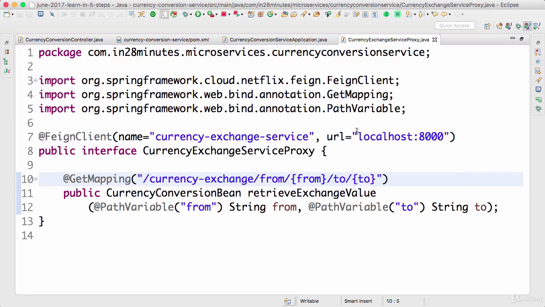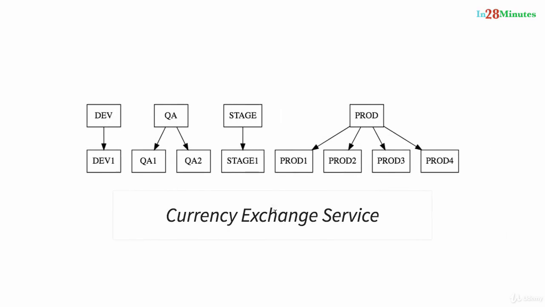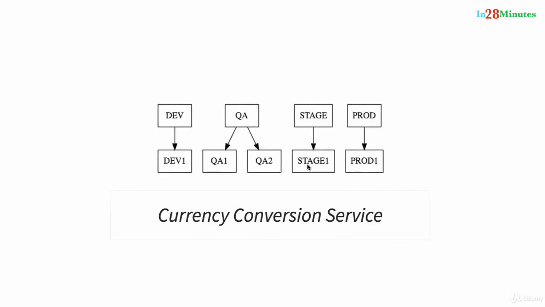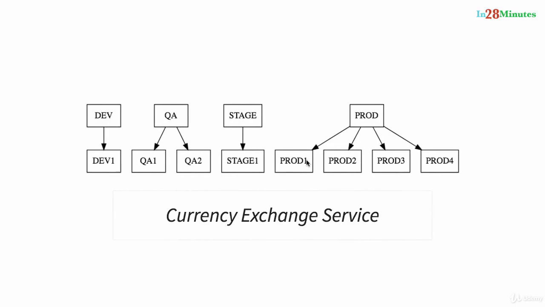However, the currency conversion service has only one instance, prod 1. What we are doing now is hard coding the URI or the instance of the currency exchange service inside the currency conversion service. I can actually move this to a property file, but the problem is that one instance of currency conversion service can only talk to one of these four instances. So I can configure the prod 1 currency conversion service to talk to prod 1 currency exchange service, or prod 2 or prod 3 or prod 4.